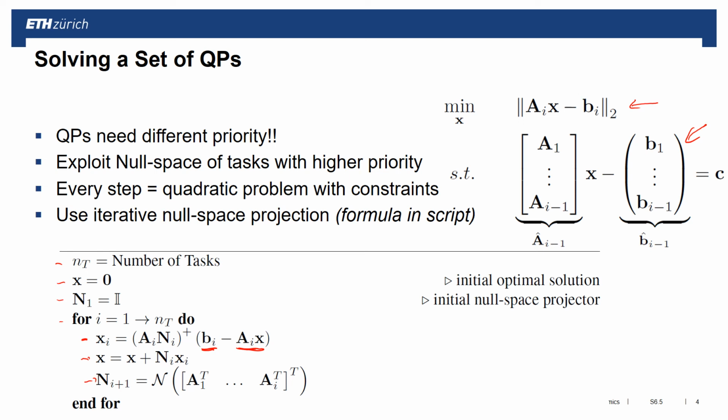This null space projection matrix is always the null space of the stacked Jacobian, of course, or stacked A matrices. Of course, you have to ensure that it does not violate any of the higher order or higher prioritized tasks. Now what you see here is a formulation which works, but it's not the best thing to do numerically.